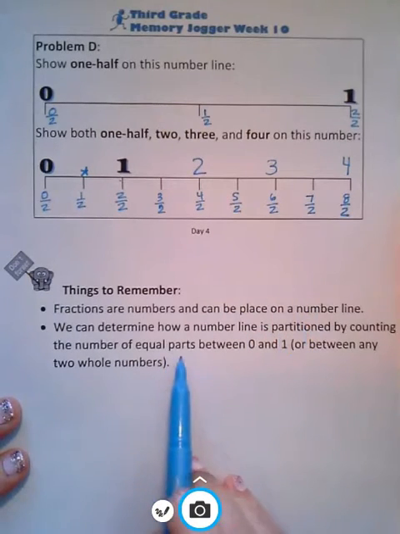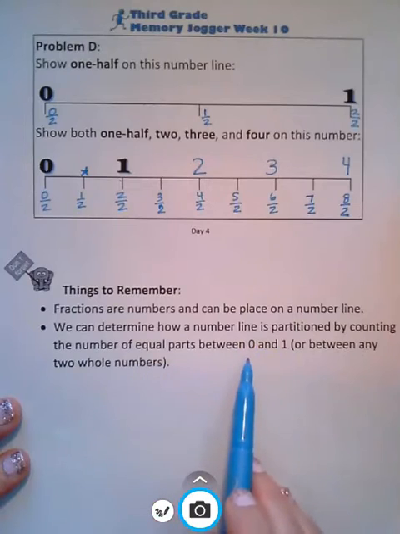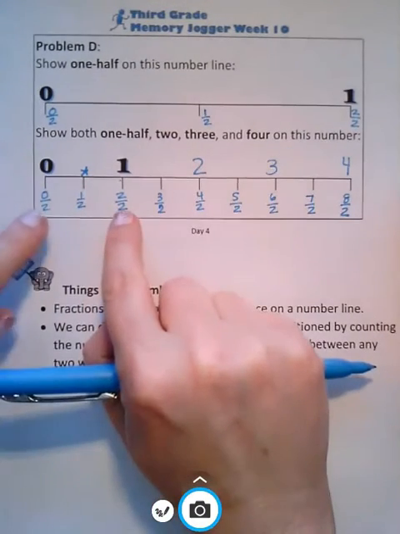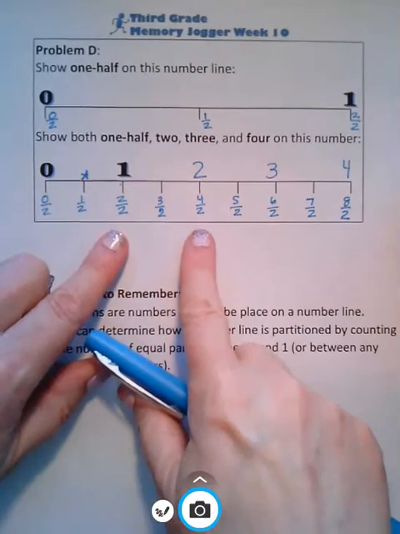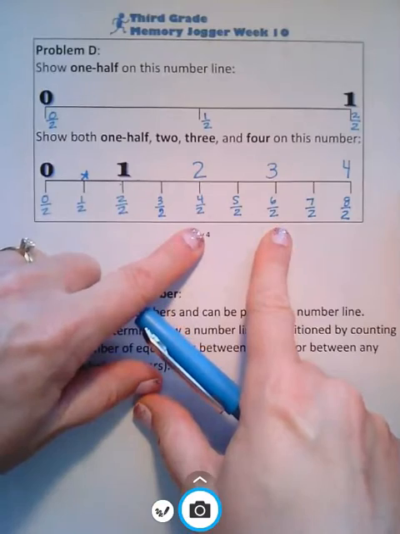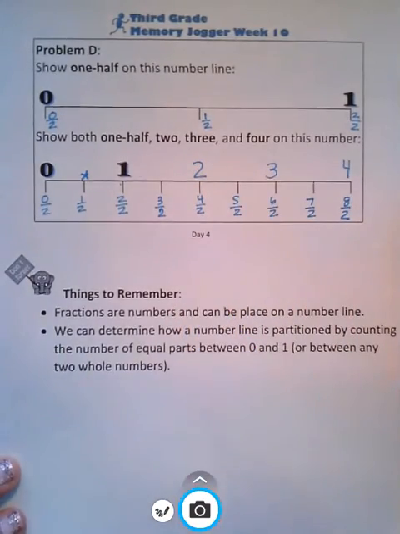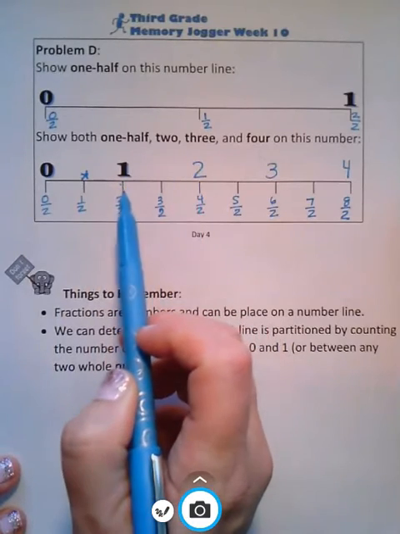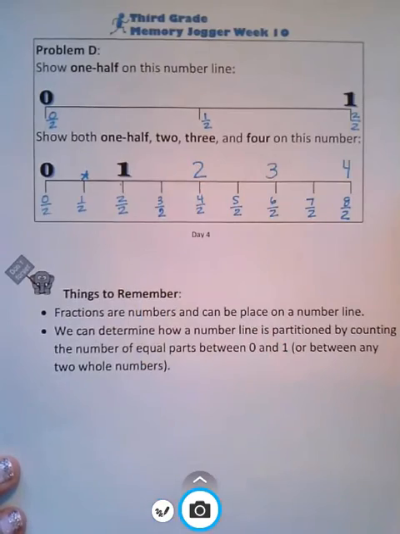Remember down here where it said we can tell how a number line is counting by the number of equal parts between 0 and 1 or between any two whole numbers? Notice there's 2 equal parts between 0 and 1. There's 2 equal parts between 1 and 2, 2 equal parts between 2 and 3, and 2 equal parts between 3 and 4. So really it wouldn't have mattered if you'd counted the number of equal parts if 2 had already been labeled between 1 and 2 to find out that it was counting by halves.